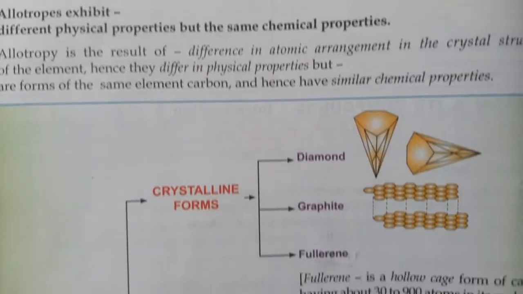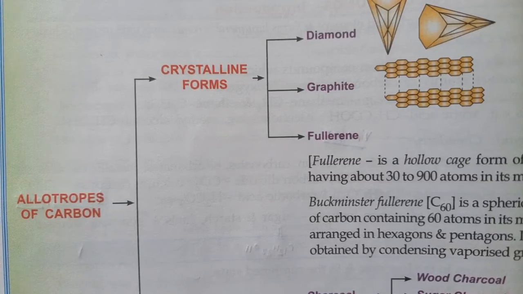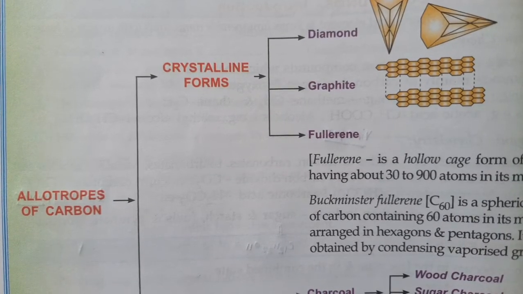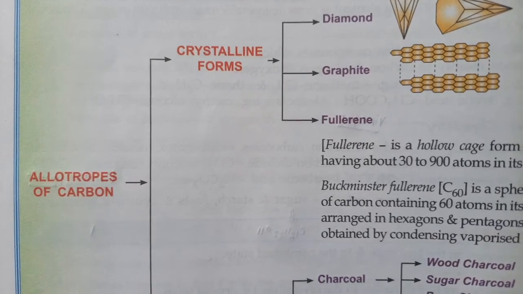Now we are going to see the allotropes of carbon here, students. This you can see on page number 102, and you can make it in your copy.